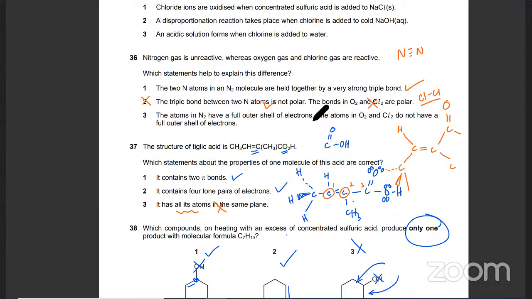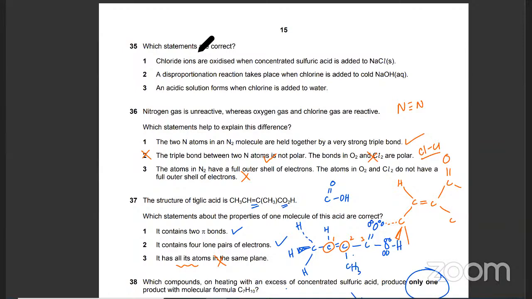The atoms in N2 all have full outer shell electrons, so that is also wrong. N2, O2, and Cl2, they all have complete outer shells. So which statement is correct?